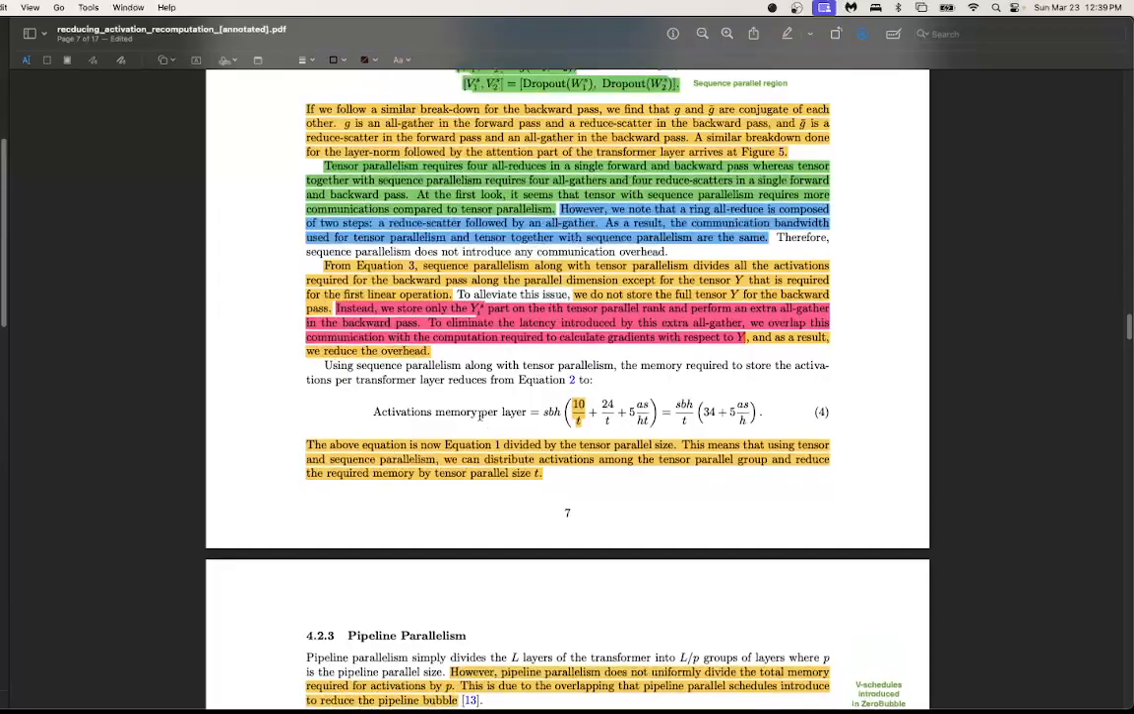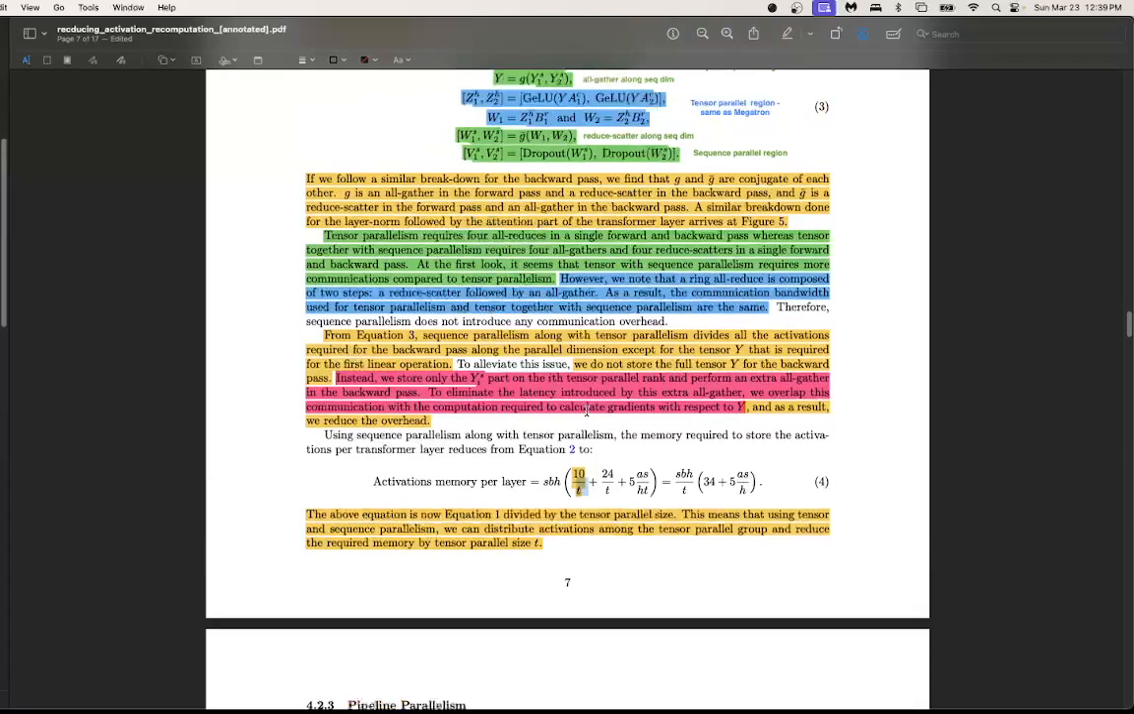But anyways, now they provide this new formula here, and I've highlighted the new difference. The difference is now the portions that were not partitioned before are now partitioned, right? This was from the layer norm and dropout and stuff. This is now partitioned over the T dimension, the tensor parallel group. So this reduces our activation memory for this portion by a factor of T.